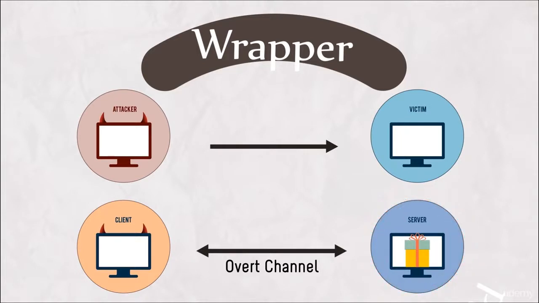However, when the client, which is the attacker, sends a payload to the server, which is the victim, the attacker gains access to the victim's machine. This communication channel, normally known as overt channel, becomes a covert channel when used to perform unauthorized activities.